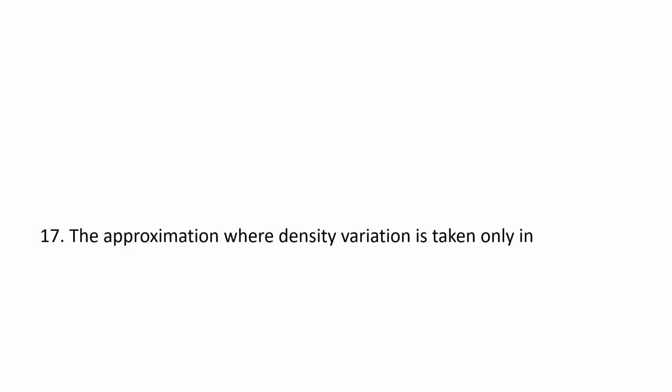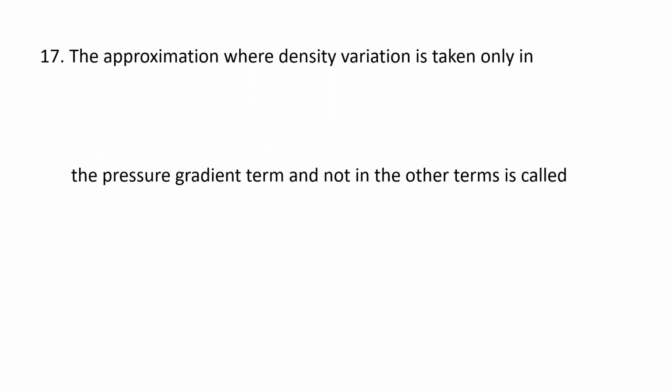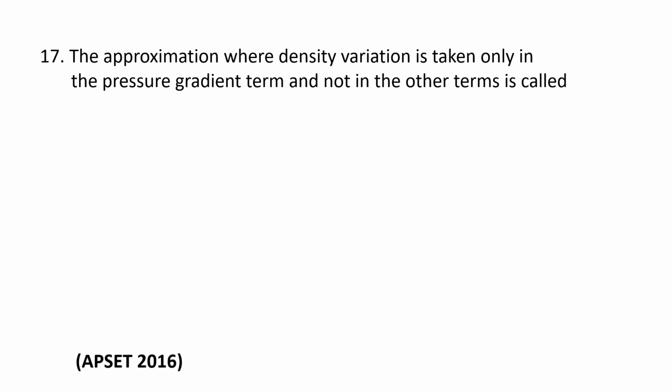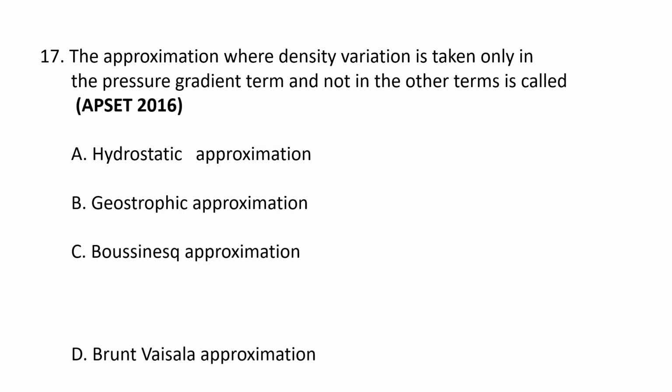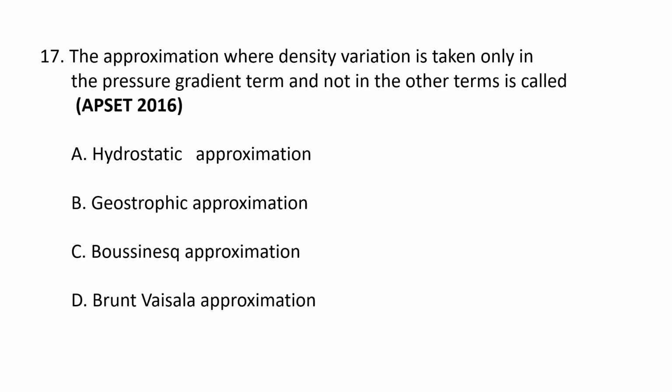Next question. The approximation where density variation is taken only in the pressure gradient term and not in the other terms is called A. Hydrostatic approximation, B. Geostrophic approximation, C. Boussinesq approximation, and D. Brunt-Väisälä approximation. So the correct option is C. Boussinesq approximation. The approximation where density variation is taken only in the pressure gradient term and not in the other terms is called the Boussinesq approximation. This approximation is used for buoyancy driven flows such as natural convection, where density changes are small and primarily affect the buoyancy forces, while the other density variations are negligible in the inertial and other terms of the equation of motion.